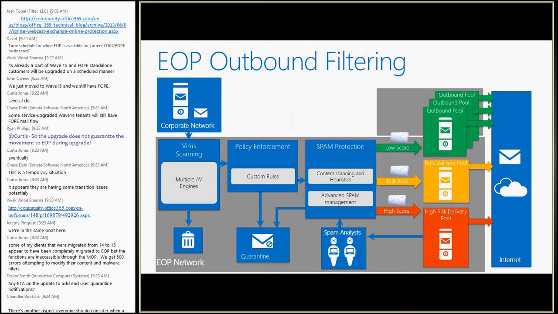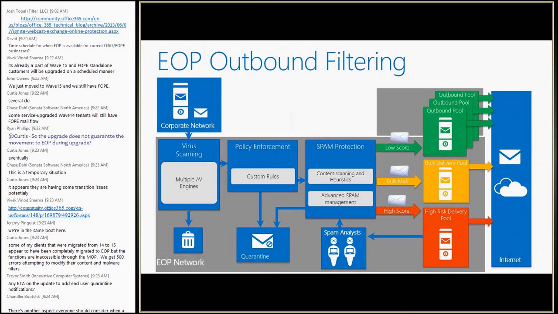If organizations are sending out bulk mail, maybe newsletters or customer updates, significant amounts of mail which is not what we would classify as spam but may be considered by others to be unwanted, then we've got a bulk delivery pool. That gives some flexibility for those mails to go out but not affect the main reputation of the service. And then we've got the high-risk delivery pool for things like NDRs, for messages which really do seem a bit risky. And from there, we've actually got the ability to put in another feedback loop.